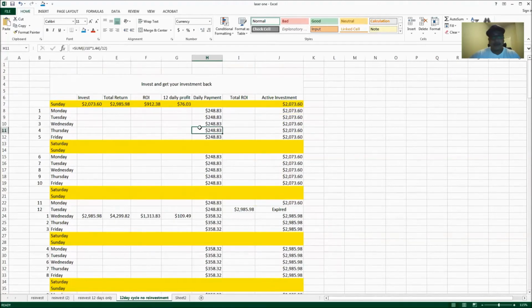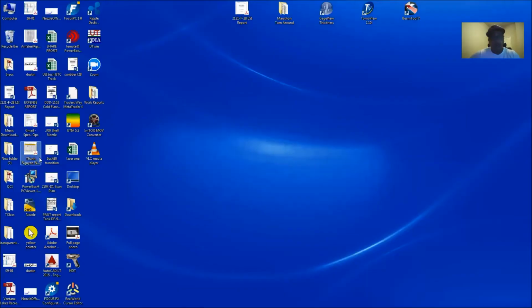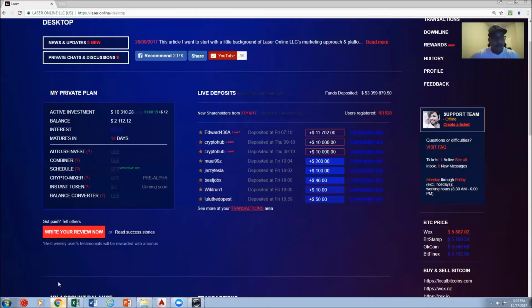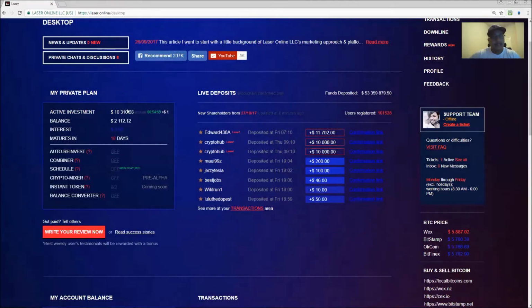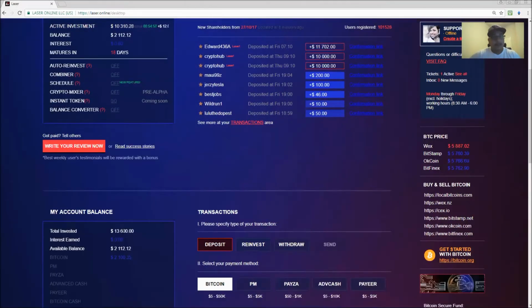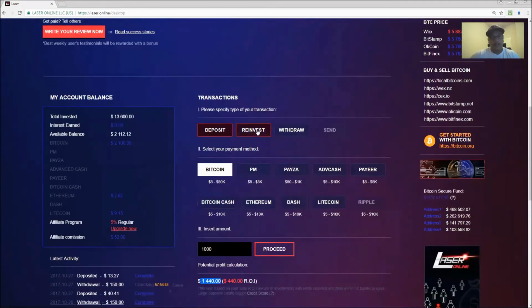The power of interest compounding is great, you know. So as you can see, that's the difference from total investment, active investment versus total invested. Total invested is always going to go up no matter what. I can show you right now.